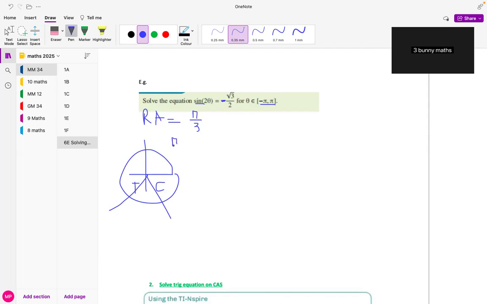But remember, you still use the reference angle. So pi over 3 is in quadrant 1. In the third quadrant, it will be pi plus theta. So pi plus pi over 3, you will have 4 pi over 3. Okay. And in the fourth quadrant it is 2 pi minus pi over 3, so 5 pi over 3.